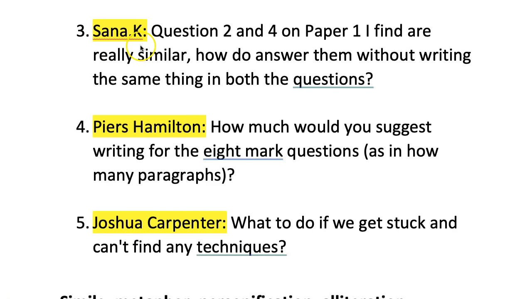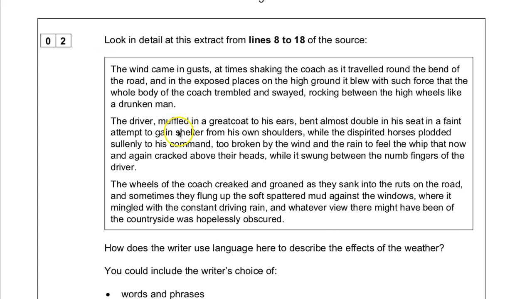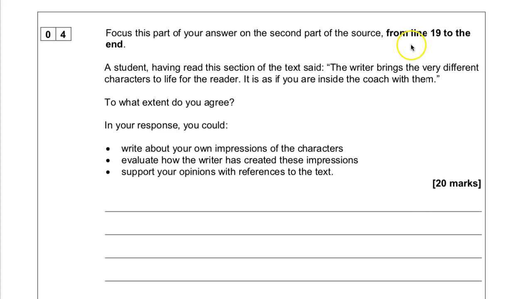Sana asks, question two and question four, I find are very similar. Do we answer them without writing the same thing in both questions? Well, if we go to the first sample specimen paper, we can see that you're directed to lines 8 and 18 for question two. And in question four, you're directed from line 19. So that should answer your question. Question four will never ask you about the same part of the text. So no, you will never overlap what you've written in question two in question four. At least you won't ever use the same quotations. However, you might have formed a similar impression of the characters, for example, or how the writer has used it. You might be saying that they continually use metaphor or whatever technique you've got. And those techniques might also be in question two.